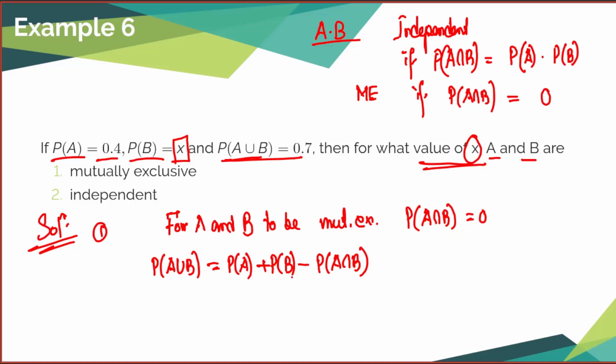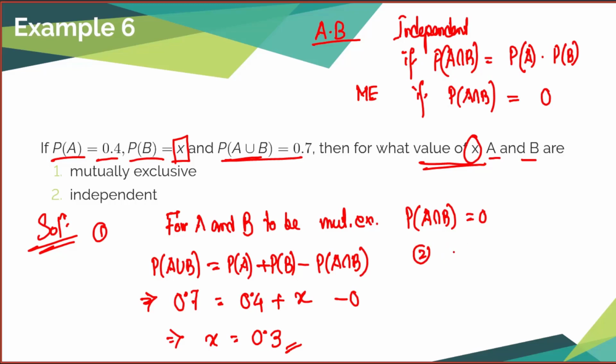So under this condition, from this relationship we can find A union B is 0.7, probability of A is 0.4, probability of B is X, and this is obviously 0. So this gives us X equal to 0.3. So if X is equal to 0.3, A and B are mutually exclusive, right? So that solves our first question. Next question is number 2, when they are independent.